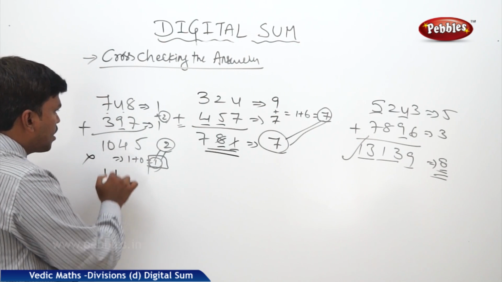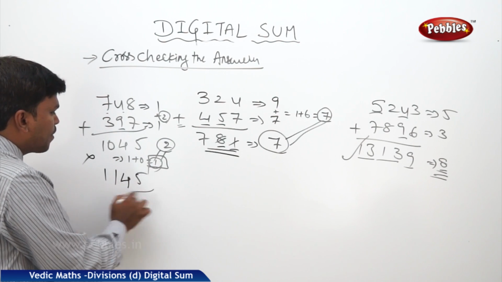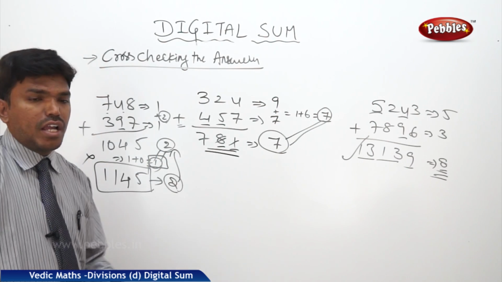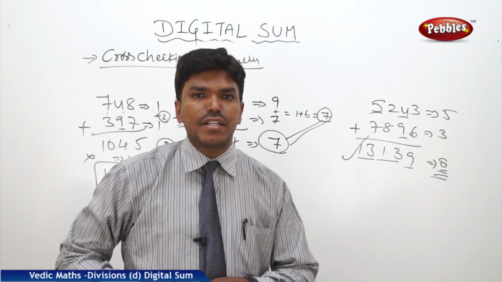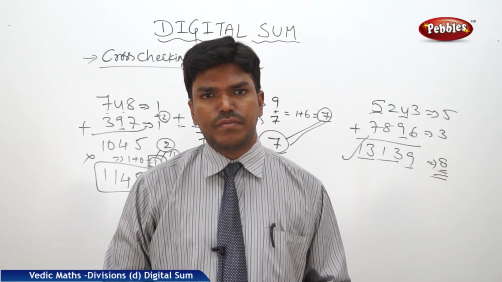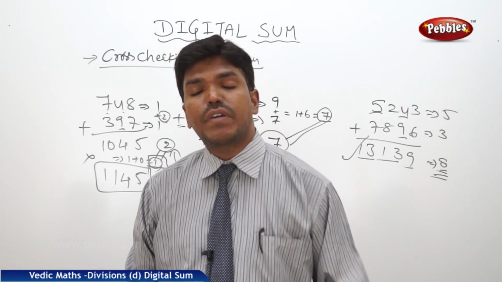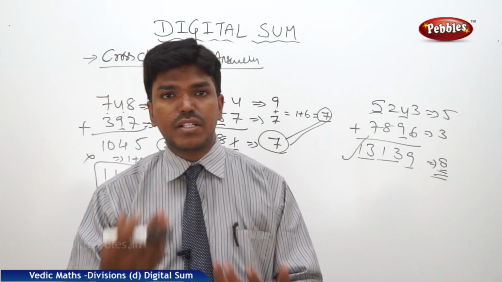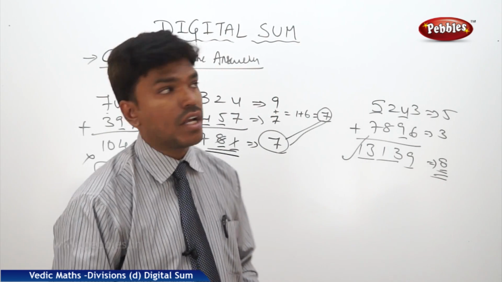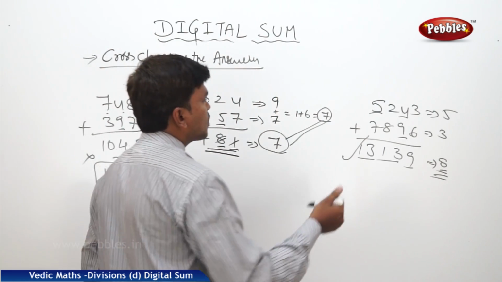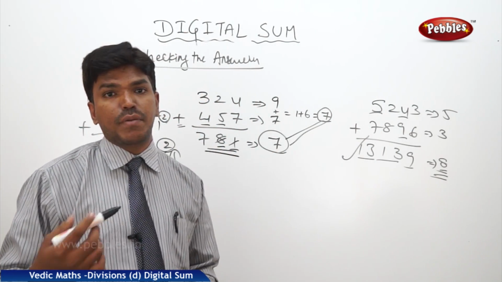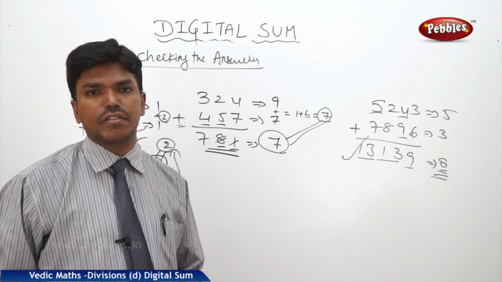So 7 plus 3 is 10 but 11, 3 but 4 5, double 1 4 5 is my answer. Now what is the digital sum? 2. Now it is matching. Remember one thing, if the digital sum is matching for your answer, we can't say it is 100% correct. But if your answer is not matching with the digital sum, you can say your answer is 100% wrong. Now we'll see that application in the subtractions as well as multiplications. There you can understand very clearly.